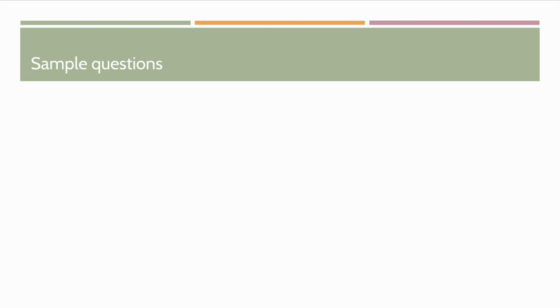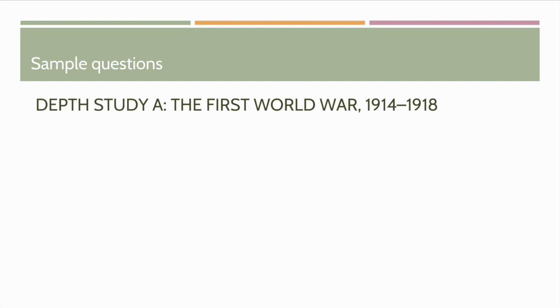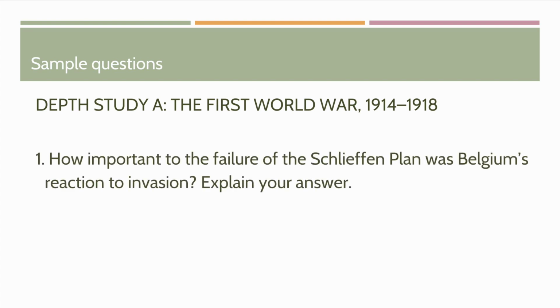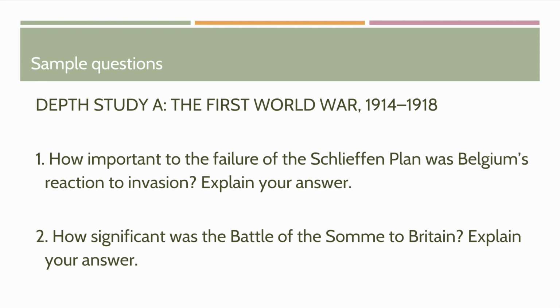Now, one of the things that's nice about the Cambridge program is that through the website, you can actually look at previous papers. So today, during this presentation, I'm going to give you 4 questions that were actually asked during a paper 4 examination to give you a sense of what types of questions are being asked. First of all, there were 2 questions about the First World War. How important to the failure of the Schlieffen Plan was Belgium's reaction to invasion? Explain your answer. And how significant was the Battle of the Somme to Britain? Explain your answer.